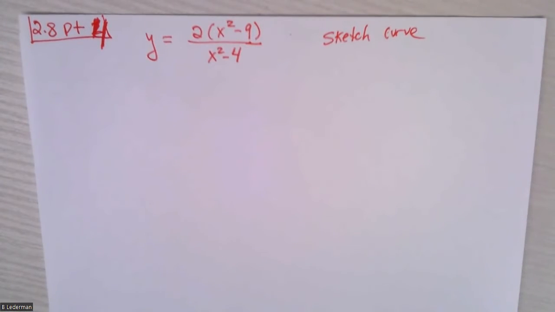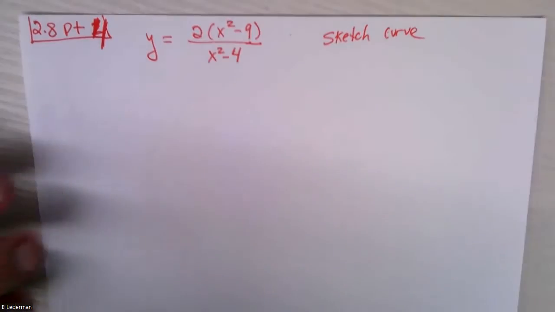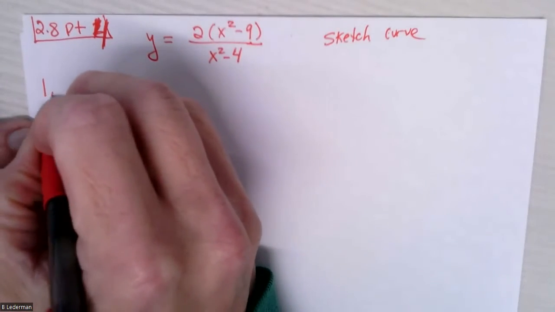Hi, everybody. We're doing 2.8. This is part 4. This is our 4th video on it. And we wanted to sketch the curve y equals (2x² - 9) over (x² - 4). So we're going to go through our steps. Our first step is to find the domain and the range.